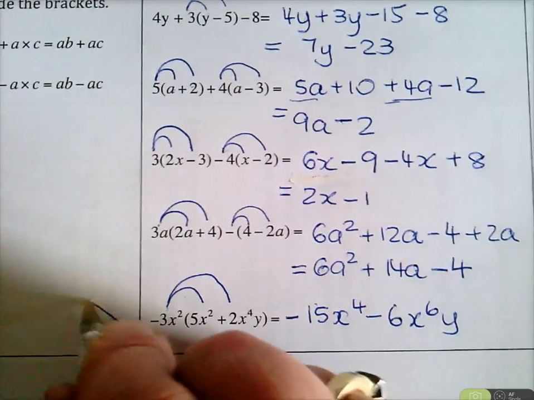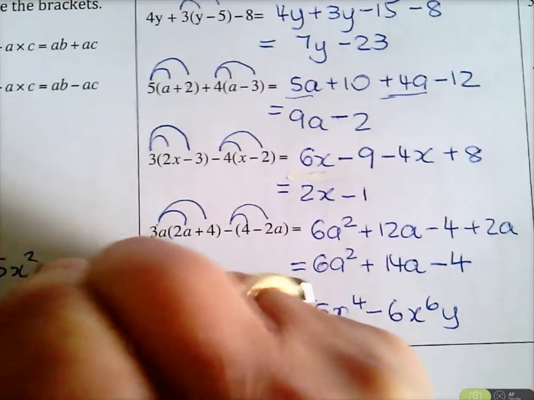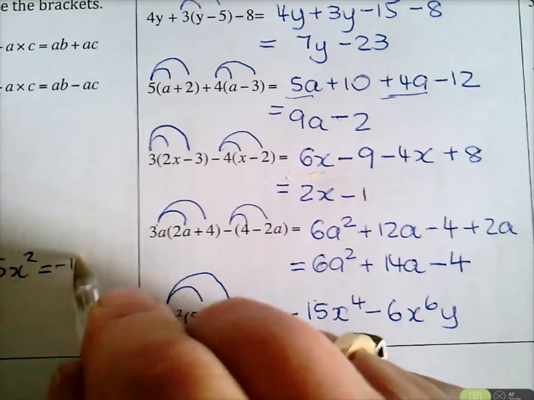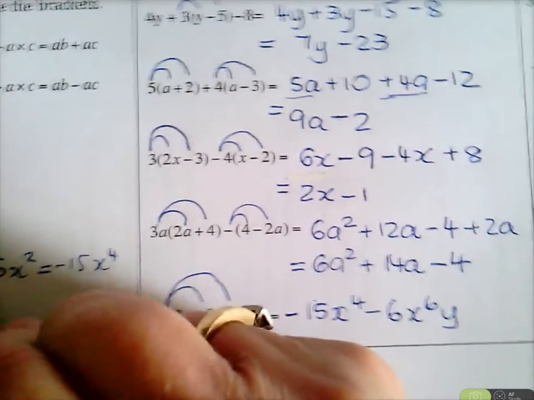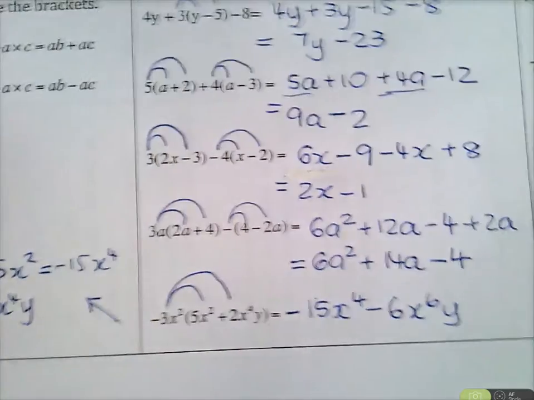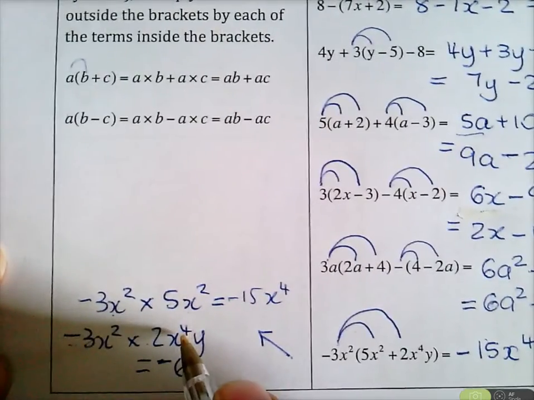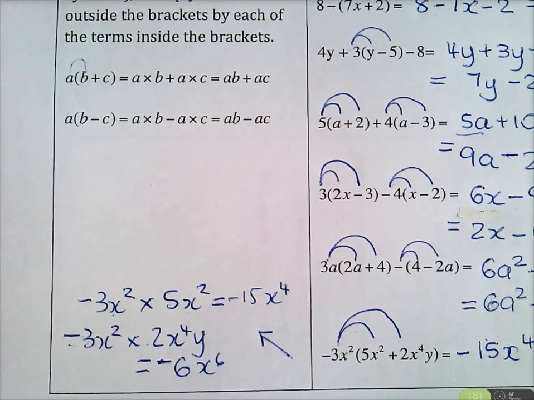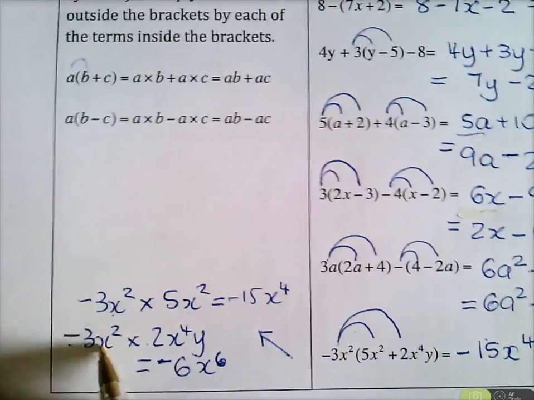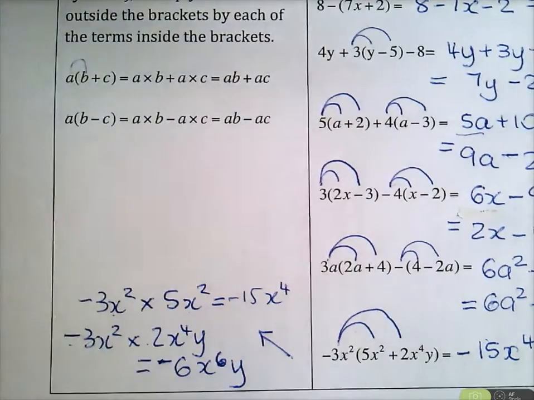Going like this. So just this one over here. We've got negative 3x squared times 5x squared. So bases up, so that's negative 15x to the 4. And we've got negative 3x squared times 2x to the power of 4y. Now, look, negative 3 times 2 is negative 6. X squared times x to the power of 4 is x to the power of 6. It's not x squared then to the power of 4. It's not brackets. You're thinking brackets. All right? Can you see that it's x squared times x to the 4? And then we just got the y. So just be careful with those.